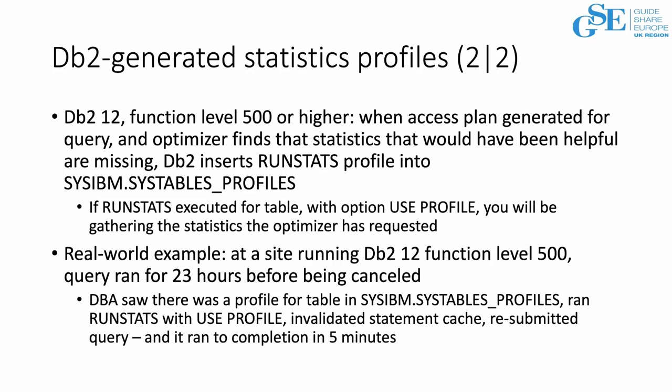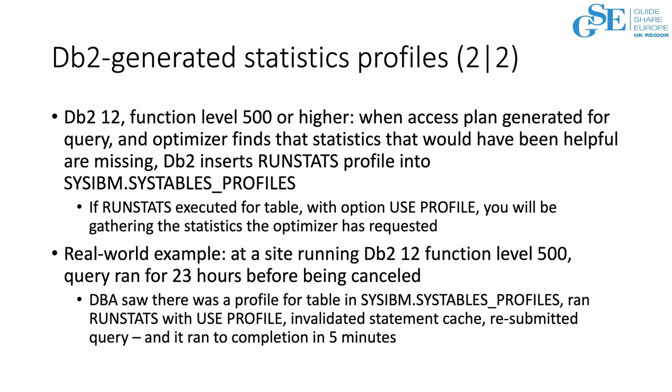This customer was at DB2 12 function level 500. They ran a query that ran for over 23 hours, and then they finally canceled it. And then the DBA just happened to notice that in the catalog table, SYSTABLES_PROFILE, there was a row there for that table being accessed. So they thought, well, that's interesting. I didn't put that there.